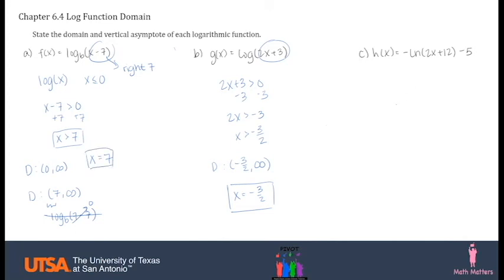And the last part, h of x, is negative natural log of 2x plus 12 minus 5. So we have a vertical reflection and also a vertical translation, which is not going to affect our domain or our vertical asymptote. So what we're going to do is the same thing: take this inside, 2x plus 12, and set this greater than 0. And then if we solve, x is greater than negative 6. So our domain is going to be negative 6 to infinity, and our vertical asymptote is going to be x equals negative 6.